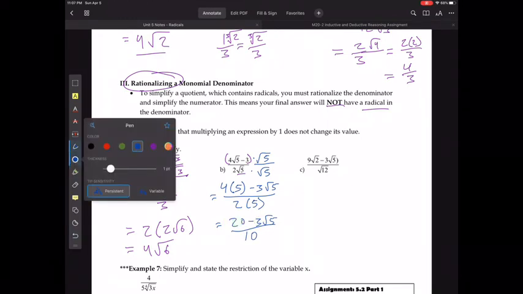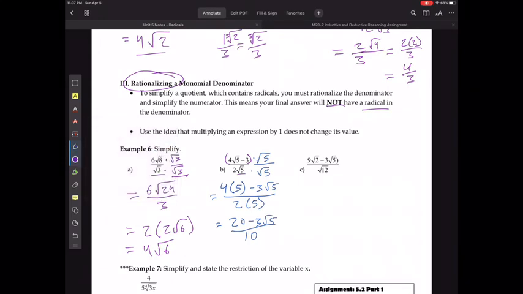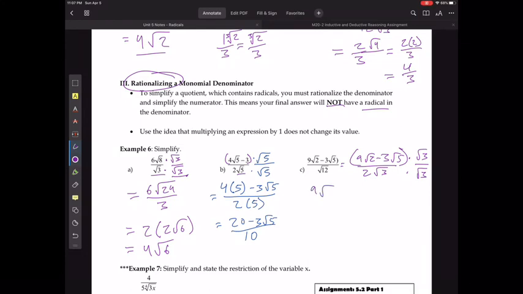Alright, and the last one. I'm going to simplify this first just to make my life easier. I'm going to say that this is going to be the same as 9 root 2 minus 3 root 5 over square root of 12, which I can actually write as 2 root 3. I'm just doing this so that I only have to multiply by a smaller number. So now I can multiply the top and the bottom by root 3. And on the top, I'm going to get 9 root 6 minus 3 root 15. And on the bottom, I get 2 times 3.